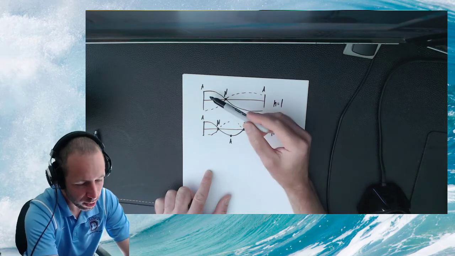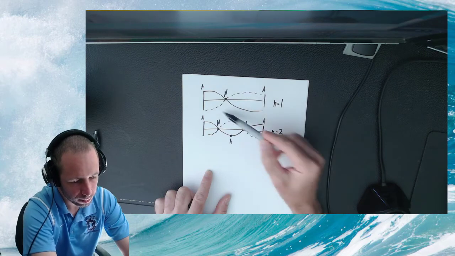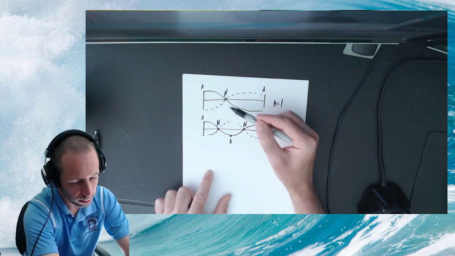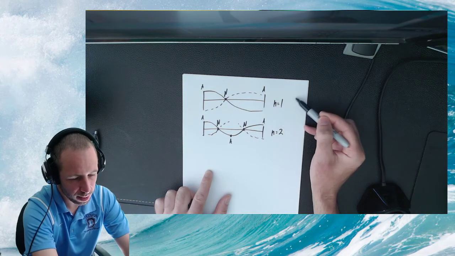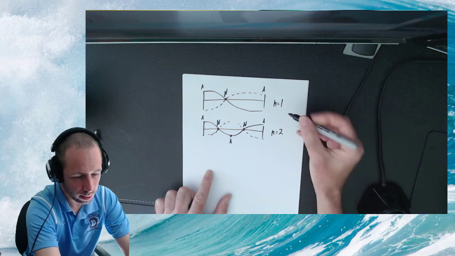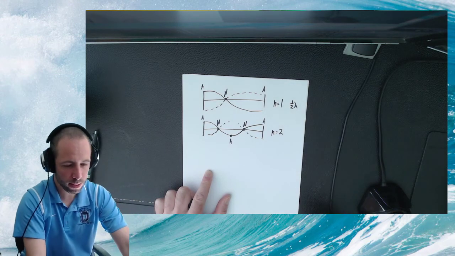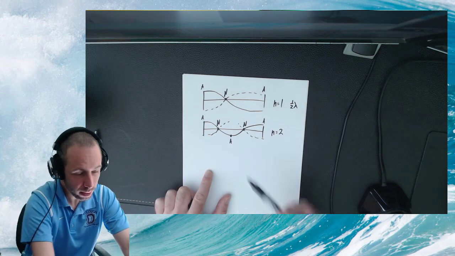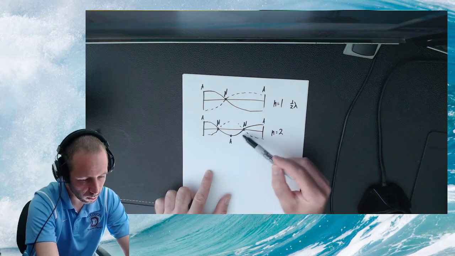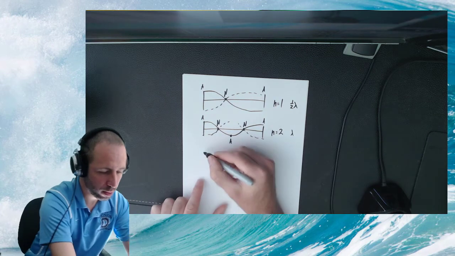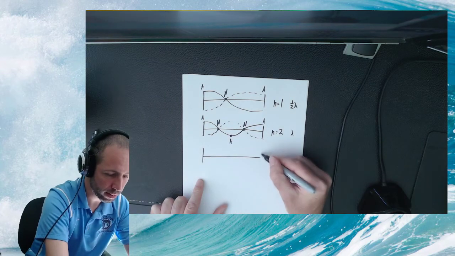By the way, how much of a wavelength is this? It would need to go to the middle, down back to the middle and then back up to the top to complete it. Looks like I've only got half a wavelength set up in the pipe. Here, I've got one wavelength. Let's go do the next one, this harmonic series.